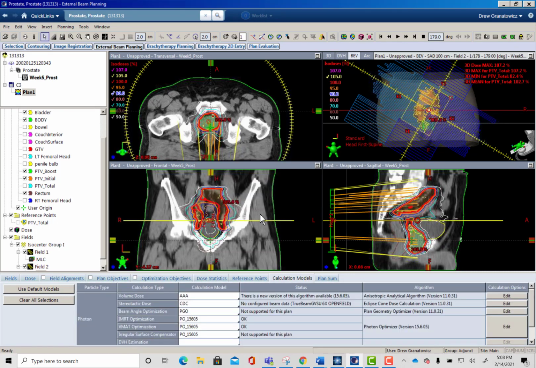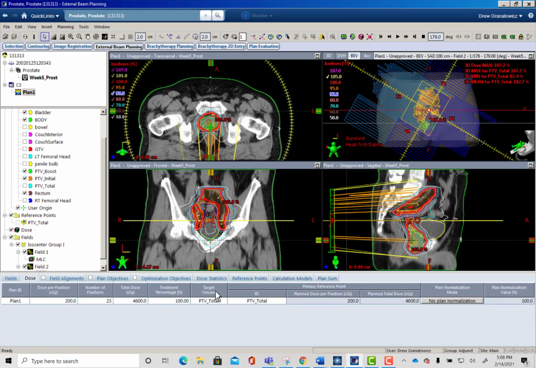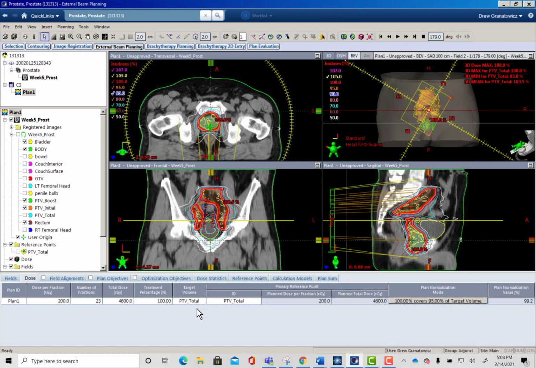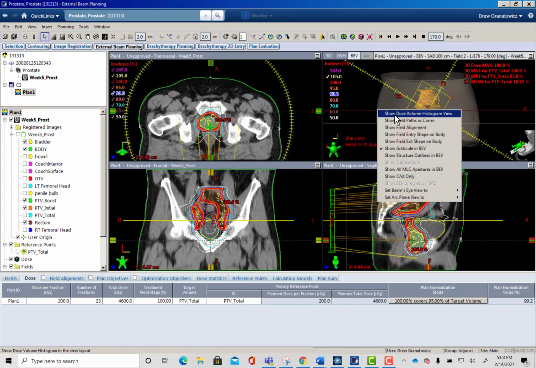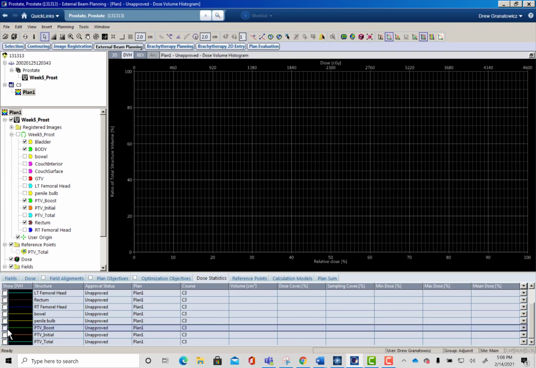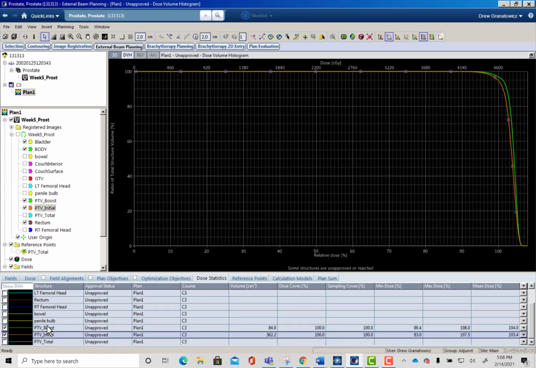All right, let's see what we got. So remember, we have our PTV total in here, right? So when I normalize this and say I want 100% to cover 95%, it's going to do that for our PTV total. But what I need to do is look at my DVH and make sure both of my actual PTVs are covered, both the boost and the initial.